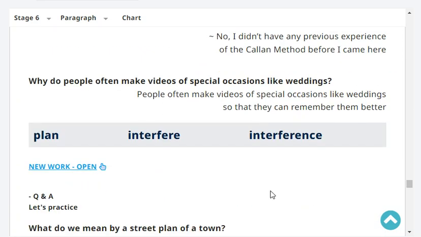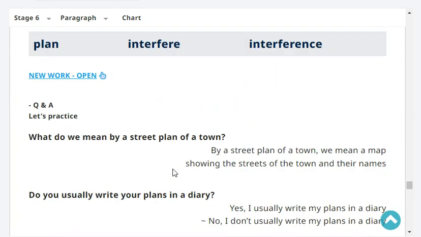Very good. Why do people often make videos of special occasions like weddings? People often make videos of special occasions like weddings so that they can remember them better. Very good.